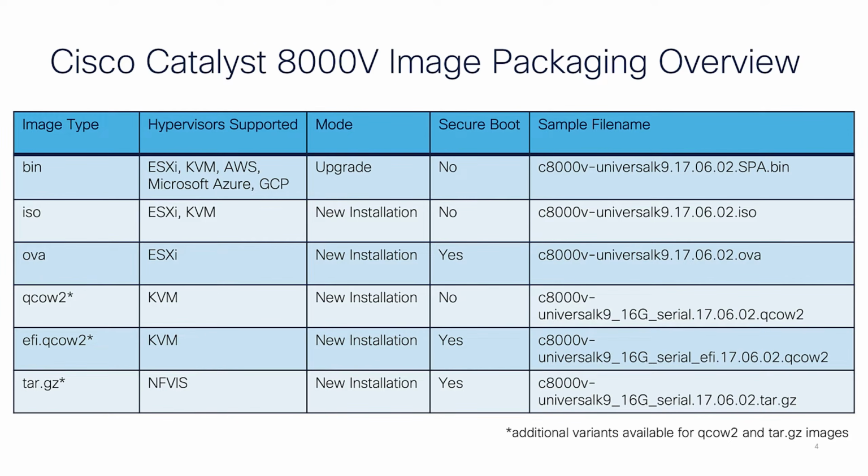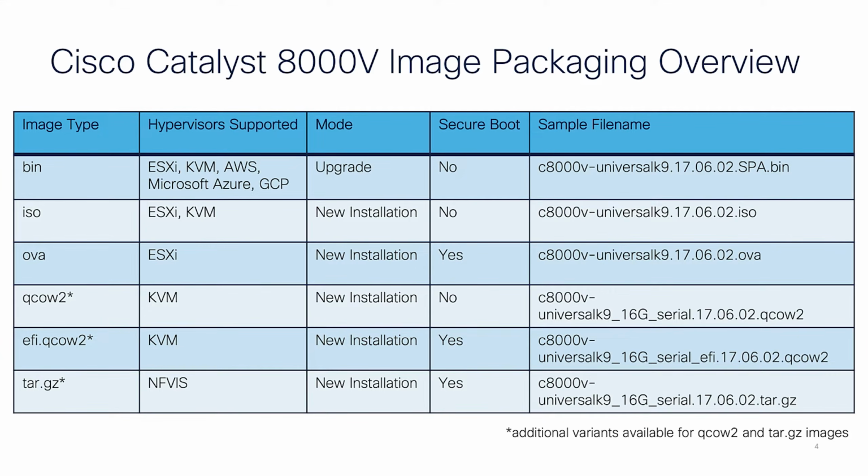And the QCOW2 file is a pre-installed disk image supported for KVM environments. The GUI, or graphical user interface, is the recommended installation method for KVM. And the tar.gz file is the installer archive format used with Cisco's NFVIS branch deployment. Both QCOW2 and tar.gz images come in 4 variants across 2 dimensions: console type and boot firmware.